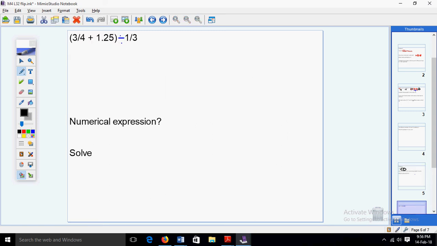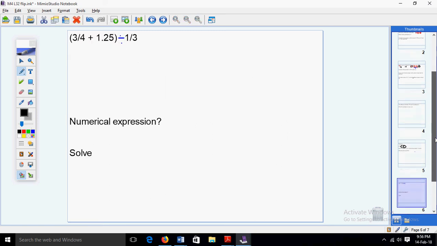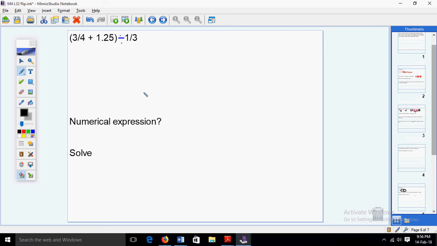Then I want you, no, we're actually going to do this one together. So we're going to show it, I'm going to say it as a numerical expression. Then we're actually going to solve this one. So here we go. Now, if you notice back here, I have my division. It's outside of the parentheses, and it's at the end. So I'm going to go ahead and just start at the beginning.